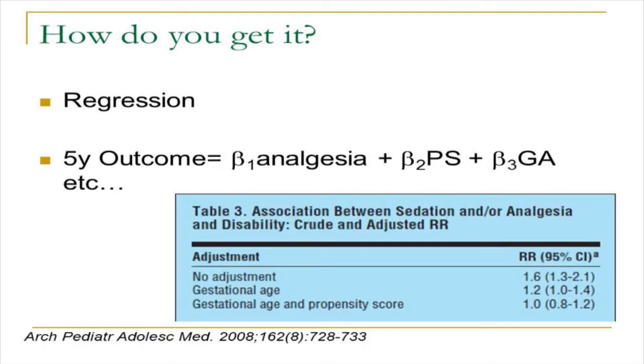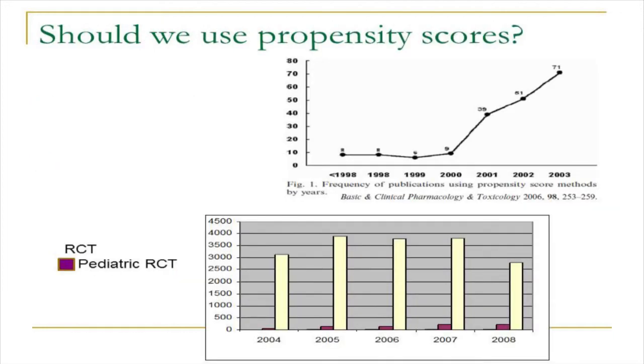Okay, that's what we said, and that was the result. With no adjustment, there was an increased risk of bad outcome at 5 years. If you only adjust on gestational age, it was at the limit of significance, and on propensity, it was really non-significant. So it's, I don't know how you say mud in English, but it's a fashion. The number of publications with propensity score is rising.